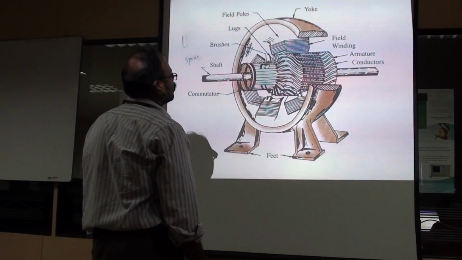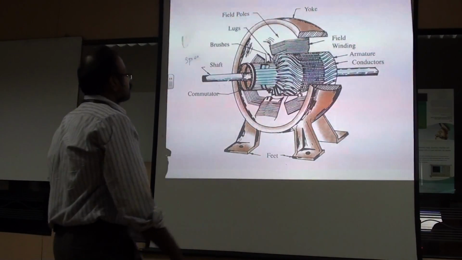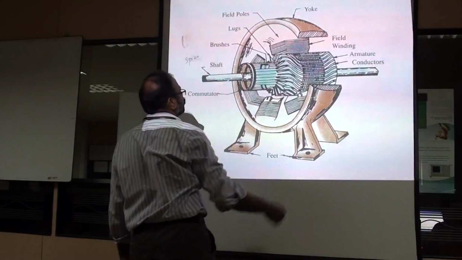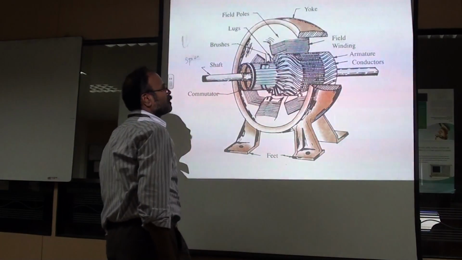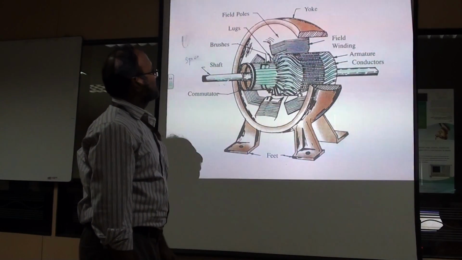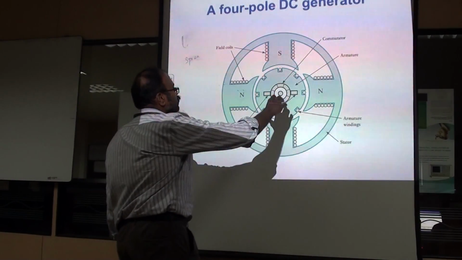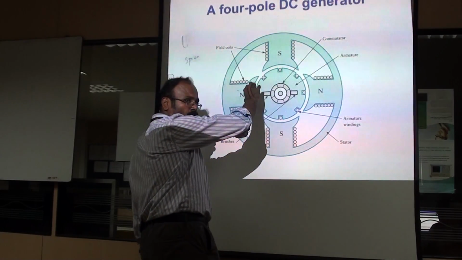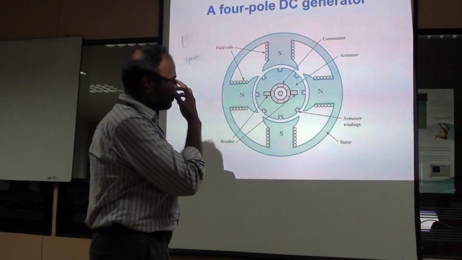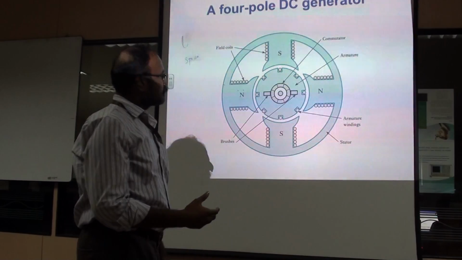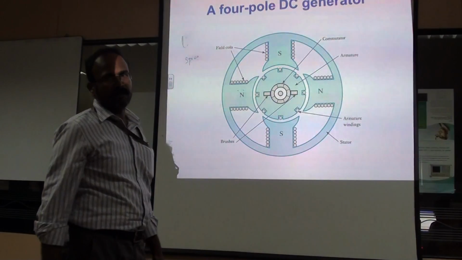So here is another picture for the construction of a DC generator, or in general a DC machine. This is the outer yoke, and this shows the armature conductors, where slots will be there and armature conductors will be placed in the slots. The armature core is also made up of silicon steel, and it is laminated. Another important point is both the armature core and the pole core. Armature core means the support for the armature conductors, and pole core means the support for the field coils.